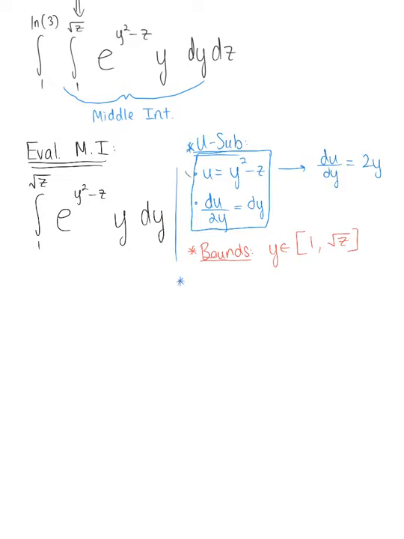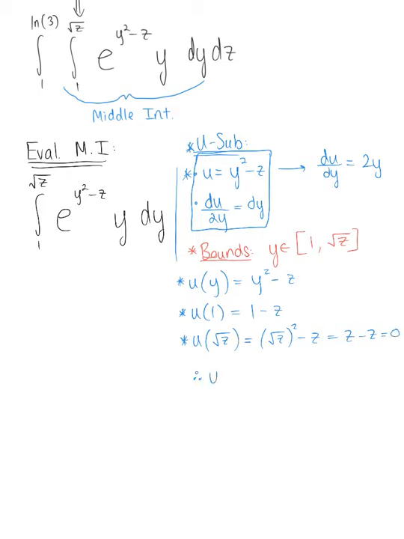So thinking about the u that we defined above, we can say that that's u of y, which is defined by the function y squared minus z. And plugging each bound in, we have u of 1 is 1 minus z. And then we have u of the square root of z would be the square root of z squared minus z. So z minus z is equal to 0. And we can say the bounds that we'll use here with our u substitution are from 1 minus z to 0.